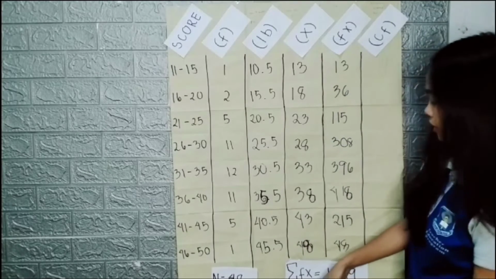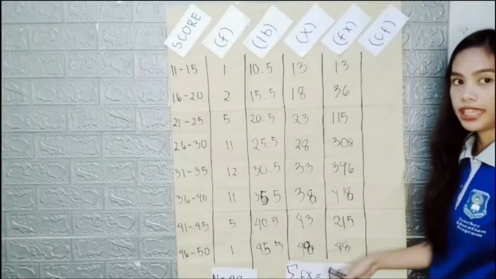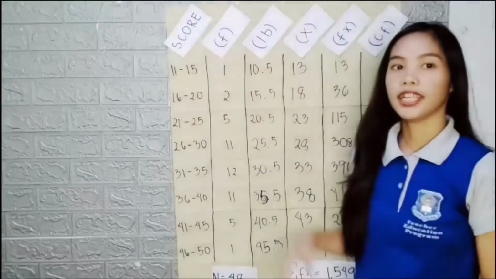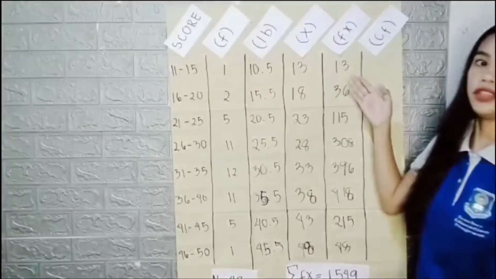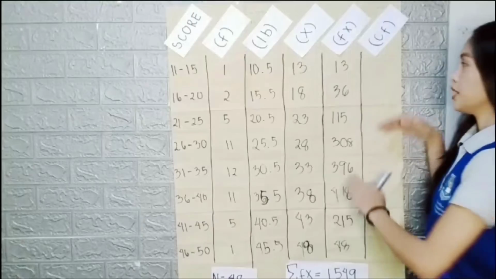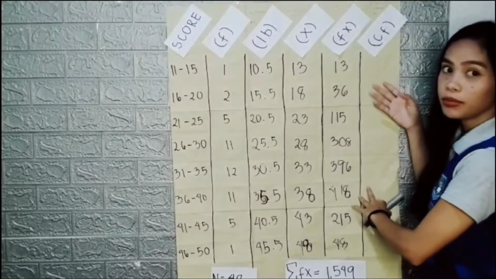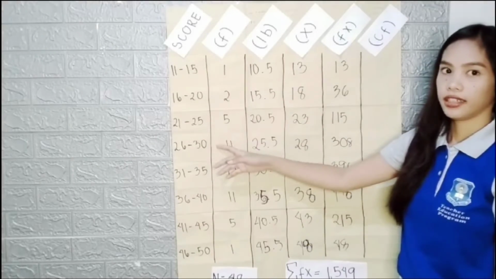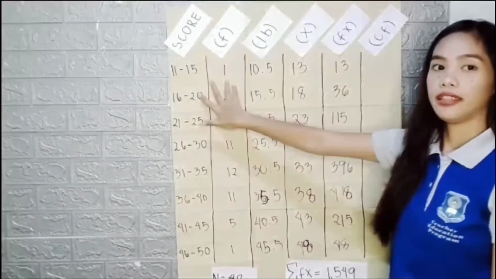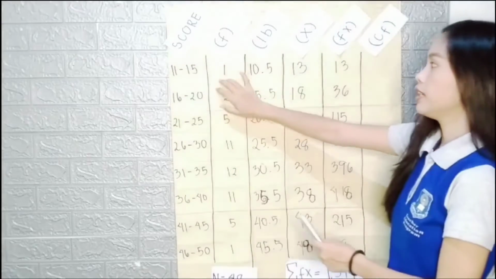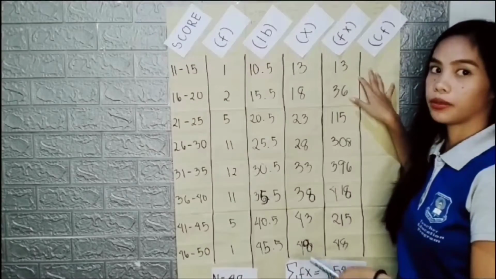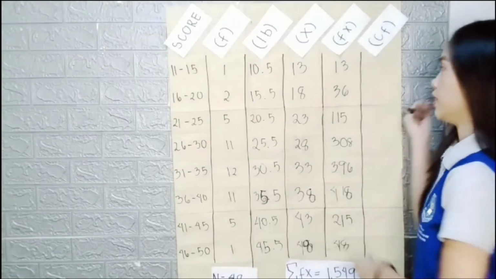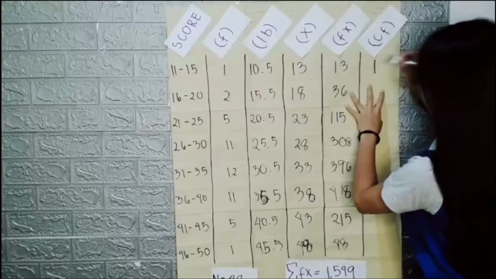So this is our summation of frequency and the class marks. So lastly, for this column, what we have is cumulative frequency. To get the cumulative frequency, we just go back to the frequency. First, let's copy the first number in the frequency and transfer it to the cumulative frequency. The first number is 1, so let's put the number 1 here.